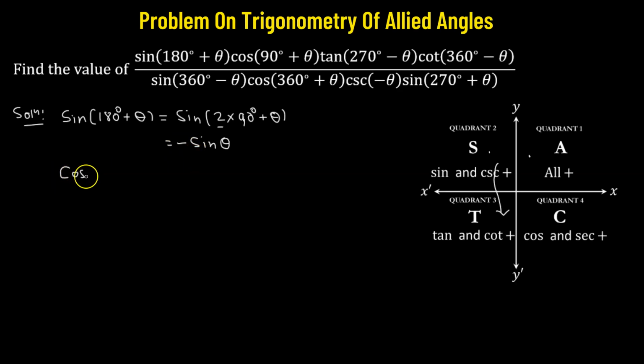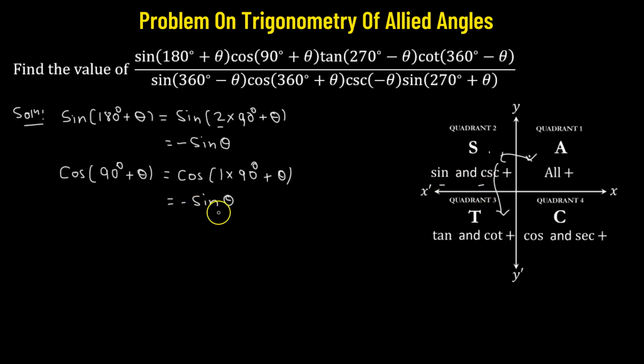Similarly, we go to the next one. We have cosine of 90 degrees plus theta. So this will be equal to cosine of 1 multiplied by 90 degrees plus theta. This time we have an odd multiple of 90 degrees. So whenever we have an odd multiple, cosine will transform to sine. So we get sine theta, but 1 times 90 means we are in the first quadrant, and the addition of theta takes us to the second quadrant. In the second quadrant, sine and cosecant are positive, everything else is negative. So we must get a negative value.